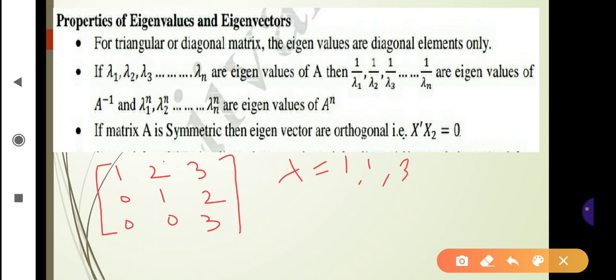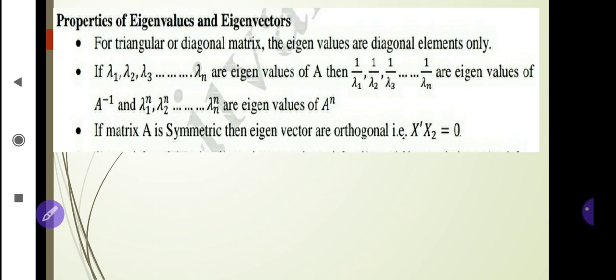Suppose the other elements are all 0. Now this is a diagonal matrix. Again the eigenvalues are 1, 1, 3. So if the matrix is diagonal or triangular, that means upper triangular or lower triangular, then we can directly write the eigenvalues as its diagonal elements.